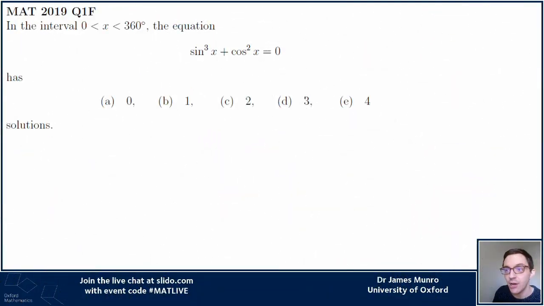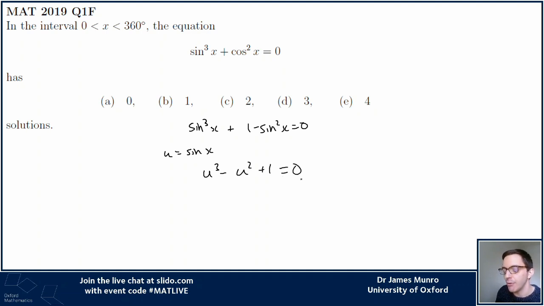Question 1F asks for this equation, sine cubed x plus cos squared x is zero. We're asked how many solutions this has got. And just like in the previous question, I used sine squared plus cos squared equals one. I really want to do that again here, to write this in terms of sine x. I suppose I've seen equations like this before, where what I really wanted to do was to get everything in terms of sine x, to write u equals sine x, and then stop and think about what I'm doing.